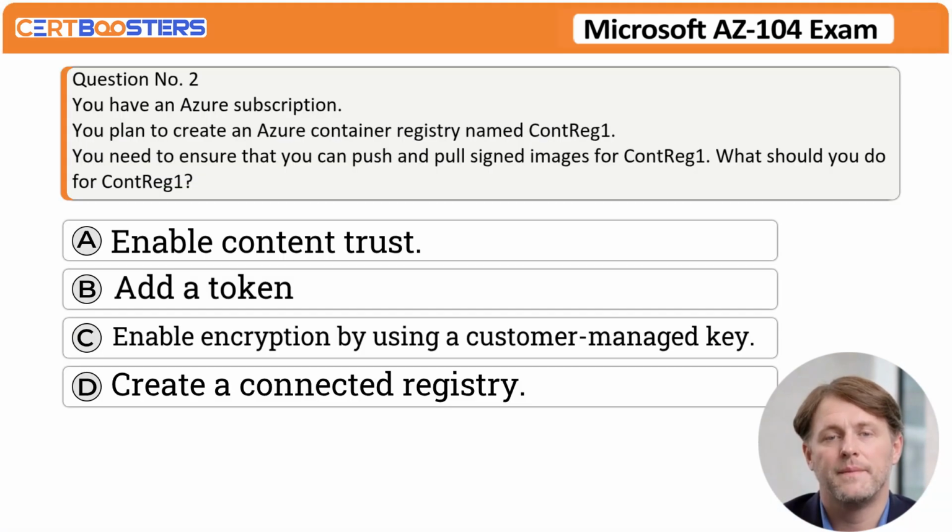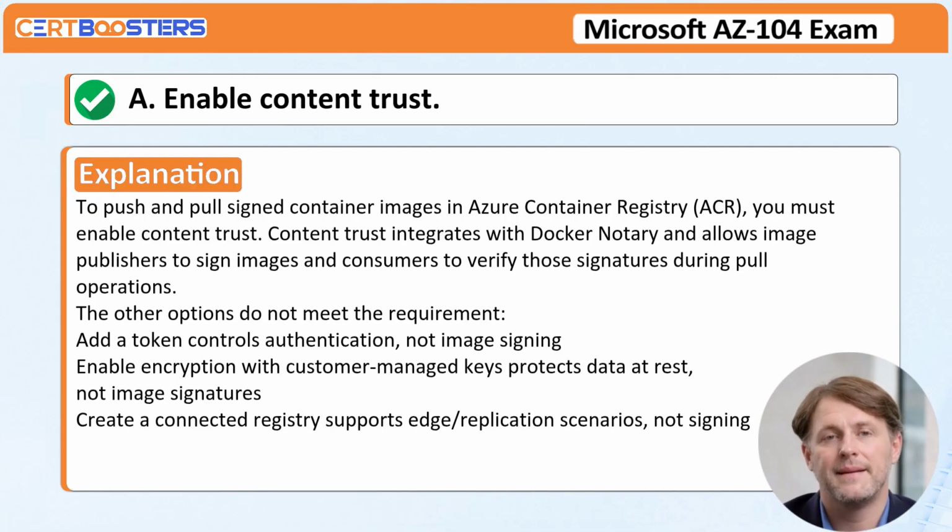Question number 2. You have an Azure subscription. You plan to create an Azure container registry named contreg1. You need to ensure that you can push and pull signed images for contreg1. What should you do for contreg1? A. Enable content trust. B. Add a token. C. Enable encryption by using a customer-managed key. D. Create a connected registry. Answer: A. Enable content trust.